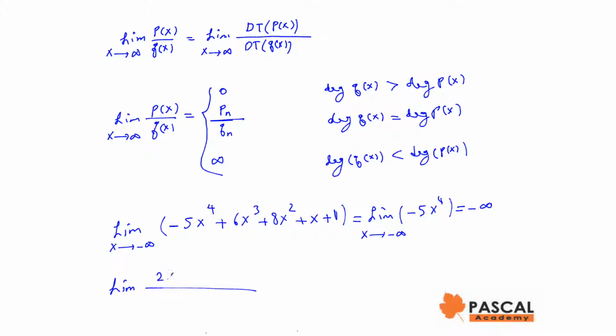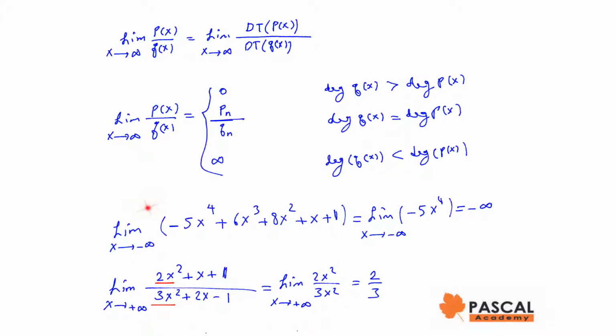Limit of 2x^2 plus x plus 1 over 3x^2 plus 2x minus 1 as x approaches positive infinity. The dominant term of the numerator is 2x^2, the denominator is 3x^2, therefore the limit is the same as limit of 2x^2 divided by 3x^2 as x approaches infinity, which is 2 over 3. Or we could use the rule that we mentioned above. The limit when the degree of the numerator and the denominator are the same is the ratio of the leading coefficients.